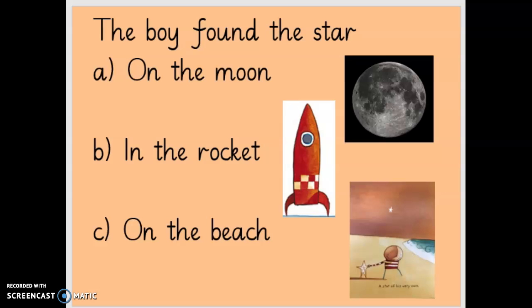So before we start our learning, I've got a question to get you thinking about the story. So how did the boy find a star? And we've got three choices. Did he find a star on the moon? Did he find a star in the rocket? Or did he find a star on the beach? Have a think about the story. Can you remember how he found the star?